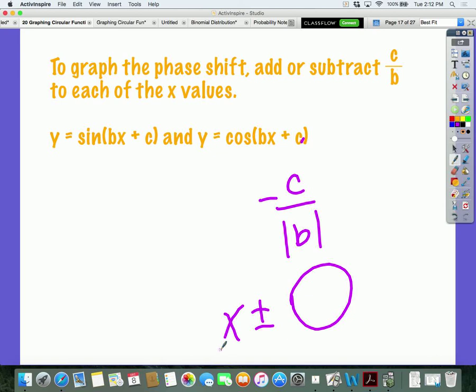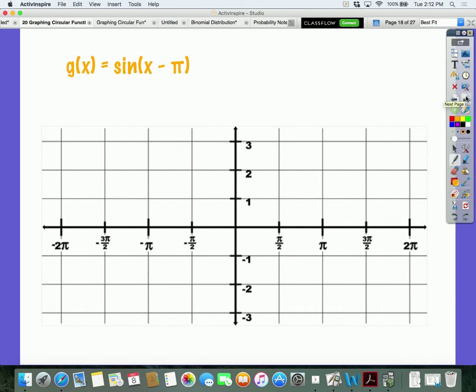Wait, can you say that one more time? Whatever negative c over b is, whatever that answer is, that's what goes in the circle, and you're going to either add or subtract that from x. You'll know whether to add or subtract by whether it's a positive or a negative number. If it's positive, you add; if negative, you subtract. The b would be positive, and the c was negative. So let me just rewrite it. Here's the example we're going to graph.